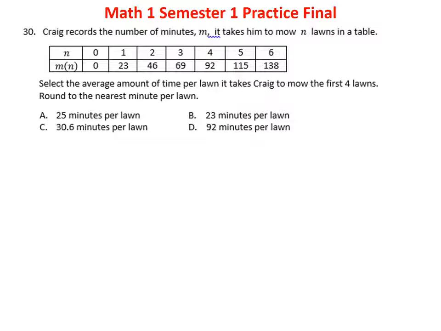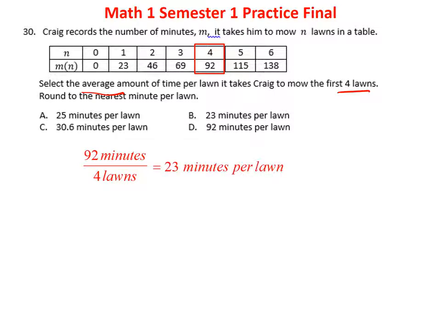Craig records the number of minutes that it takes him to mow lawns. So the number of minutes is a function of how many lawns he mows, and he wants to know the average amount of time it takes him to mow his first 4 lawns. He does 4 lawns in 92 minutes. Well, what's the average? You should simply take the 92 and divide by 4 lawns, and you get that it's 23 minutes per lawn, and the answer is B.